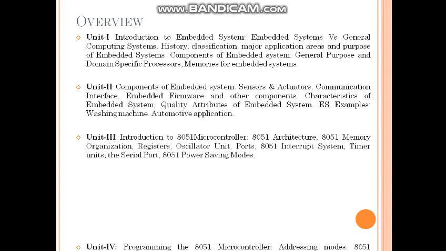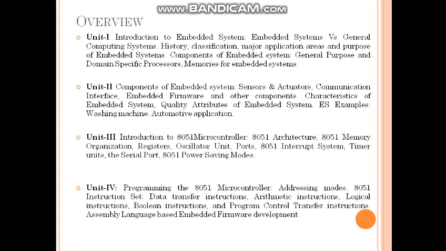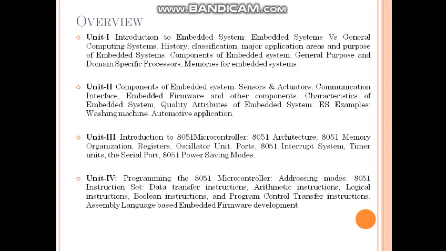Okay. Then after completing unit number 3, we switch over to unit number 4, the programming of the 8051 microcontroller. Here we discuss the programming we use in the microcontroller. We discuss the programming of 8051. In that we discuss the addressing modes of 8051, the 8051 instruction set, data transfer instructions, arithmetic instructions, logical instructions, boolean instructions, program control transfer instructions, assembly language programs, and embedded system firmware development, like that.